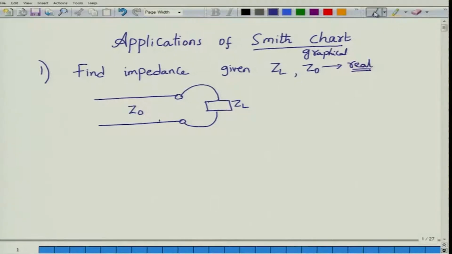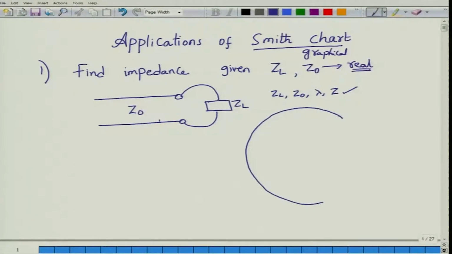Of course, you still need to know ZL, you need to know Z0, you need to know lambda, and you need to know the distance at which you are trying to find the impedance. So all these quantities are needed. But on the Smith chart we have a very interesting and very simple way of finding the impedance.